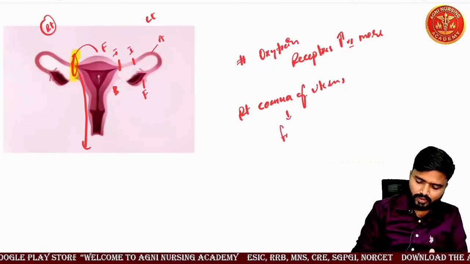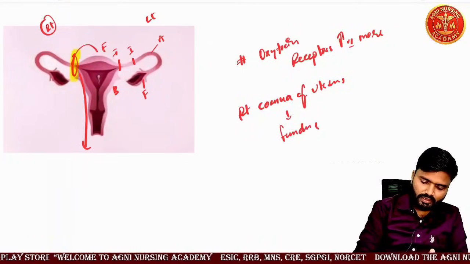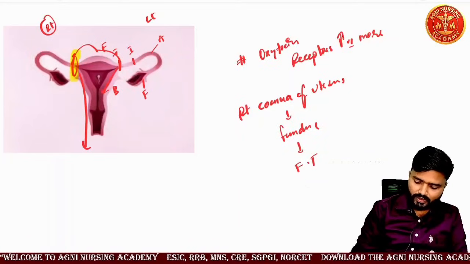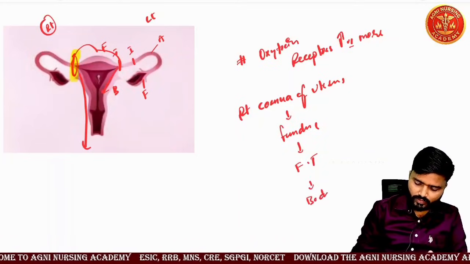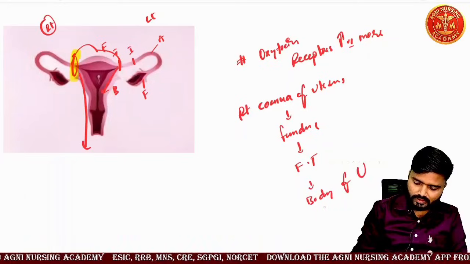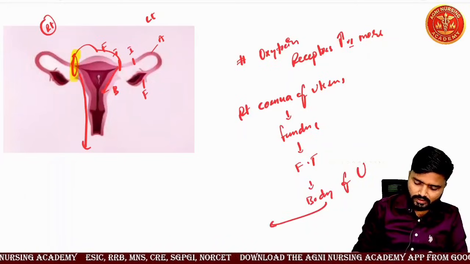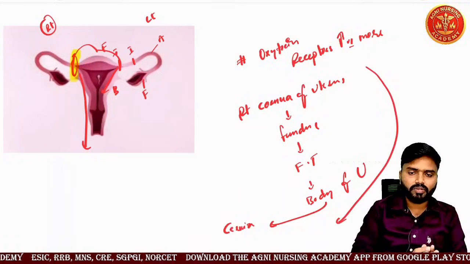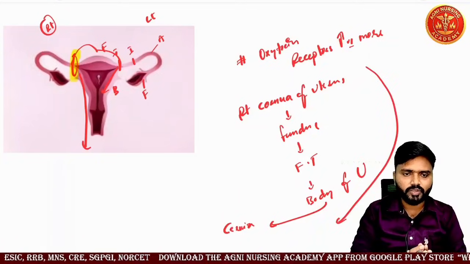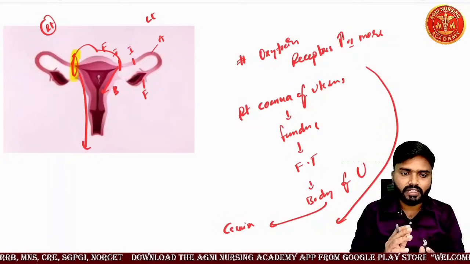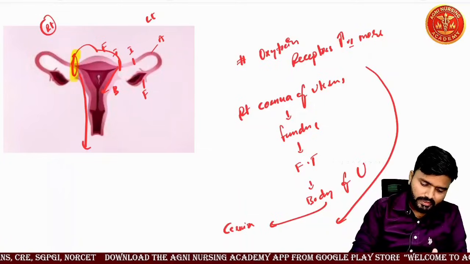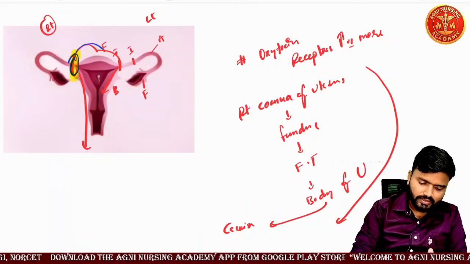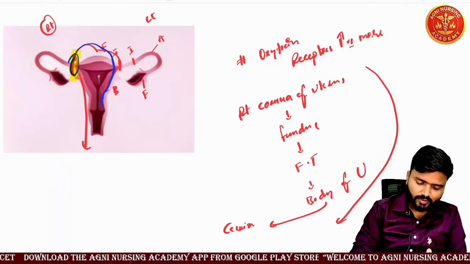So then the fundus, and then the fallopian tube, and then the body of the uterus, then it goes to the cervix. So this is the descending order of the contraction capacity of the uterus that we will be able to see in cases of labor. Okay, so you can see here in the descending order: first the cornua of the uterus, then the fundus, then the fallopian tube, body of the uterus, cervix, vagina.